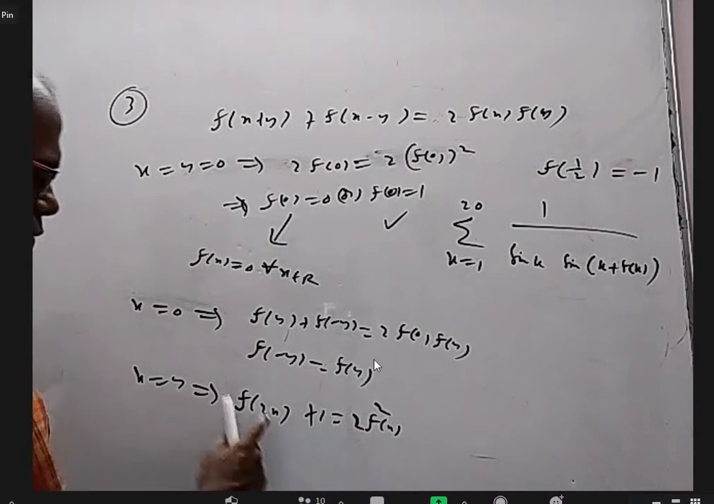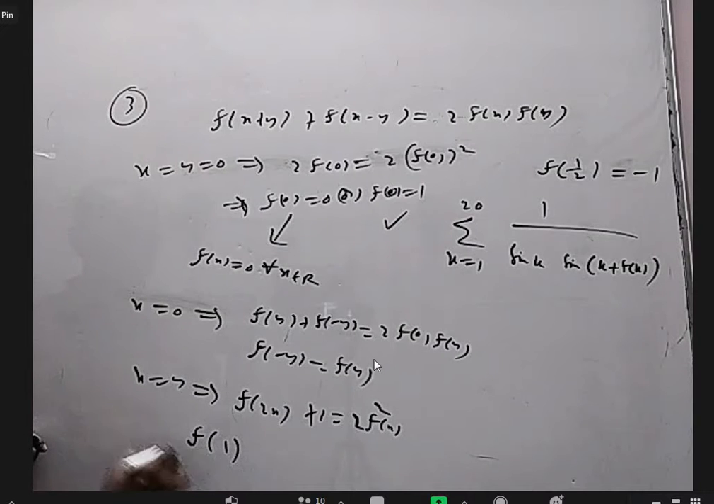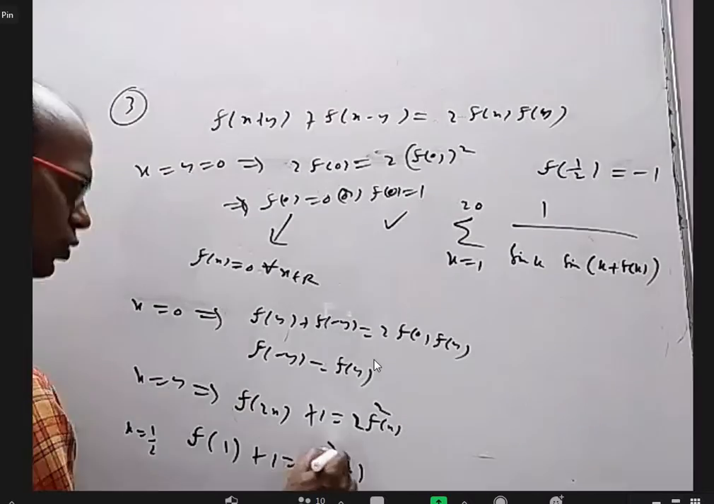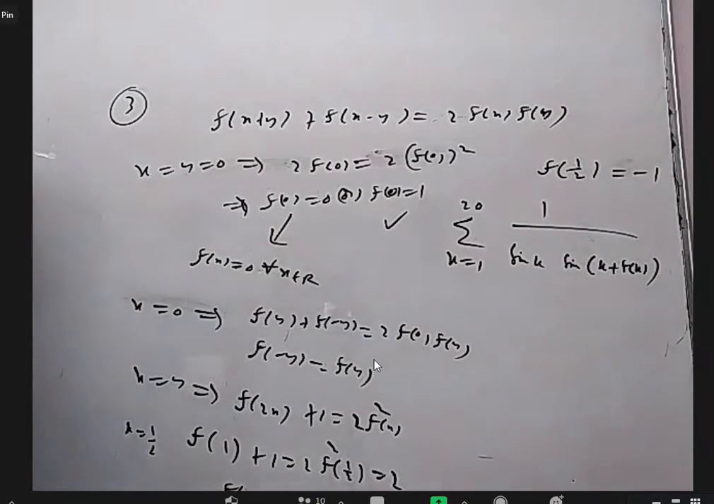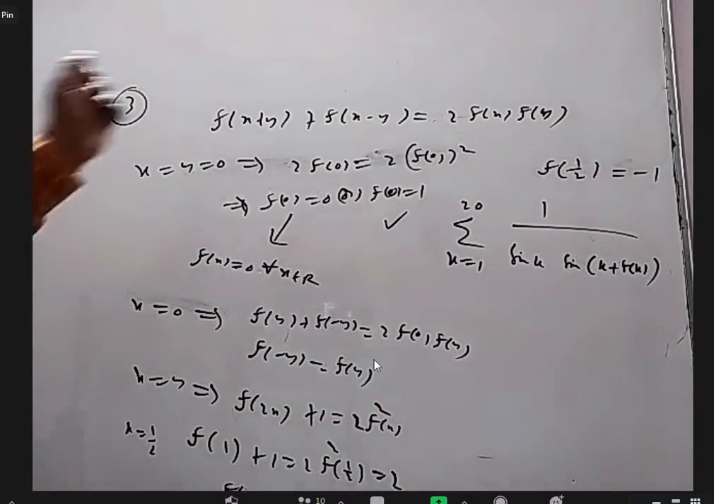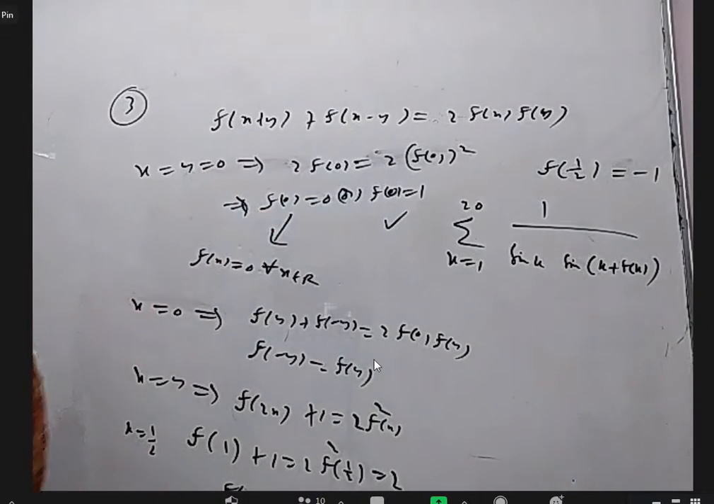If I put 1 by 2 here, what will happen? If I put x equal to 1 by 2, f of 1 plus 1 is equal to 2 into f of half square. This is minus 1, so I'll get f of 1 equal to 1. With that, can I prove f of 2 is also 1? What about f of 3, f of 4? If I want f of 3, I can put 2 here, 1 here, I'll get it.